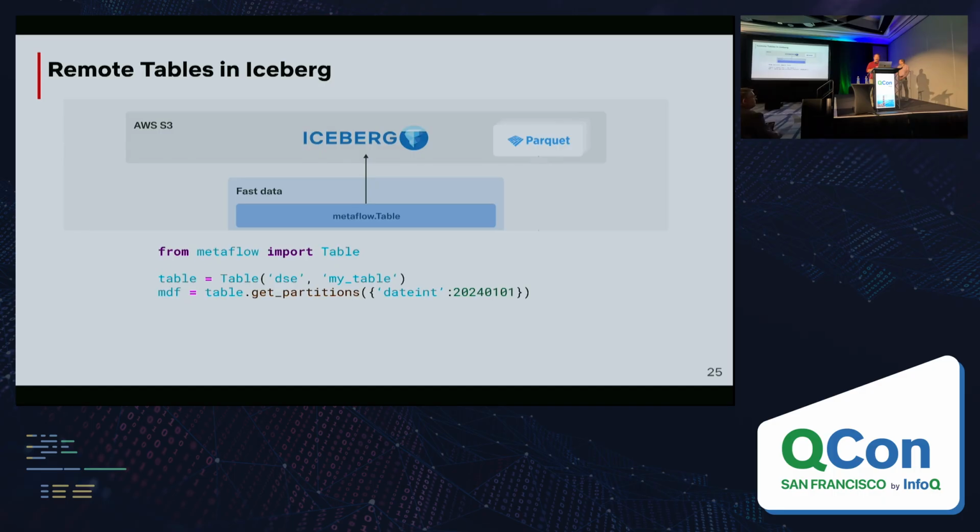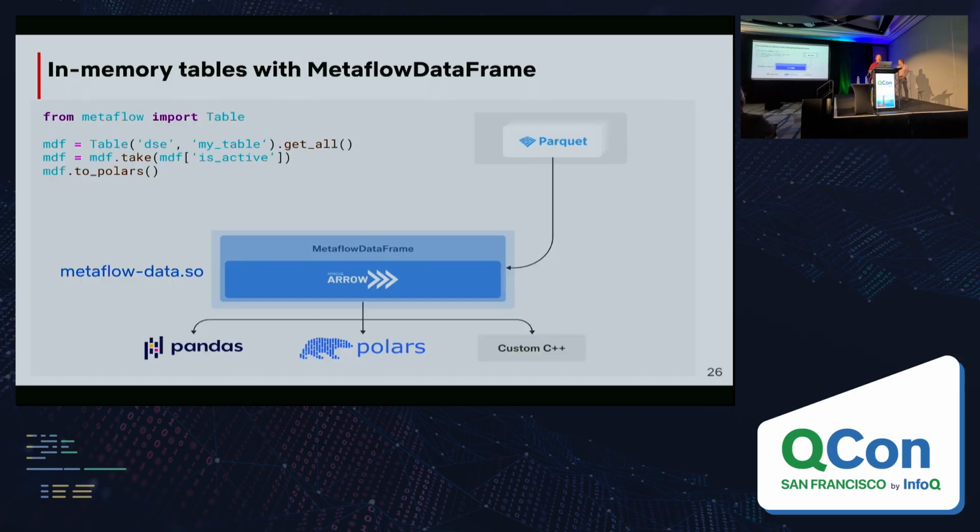But we're not actually running any query engine. We are parsing the Iceberg manifest files ourselves, finding the data files that correspond to this partition, downloading them directly to the machine, and then decoding them. Now, I just described the remote table representation, and now let's take a look at the Metaflow data frame, the in-table representation. So here in this little code snippet on top, we're again using the table object.